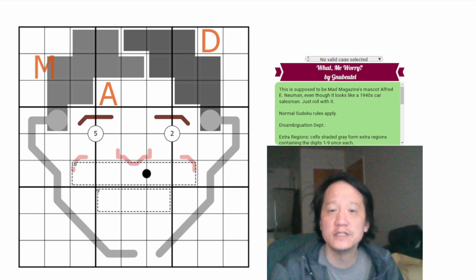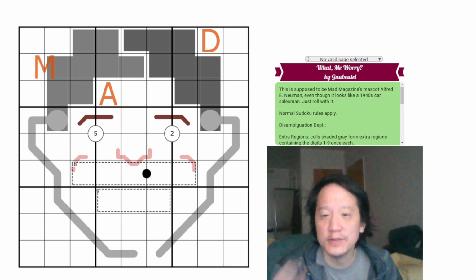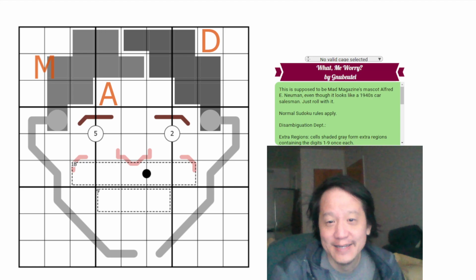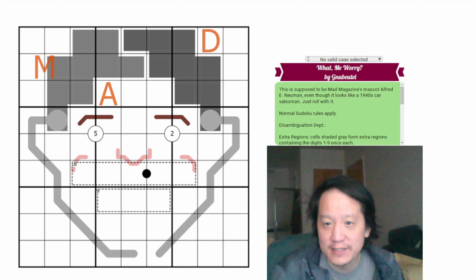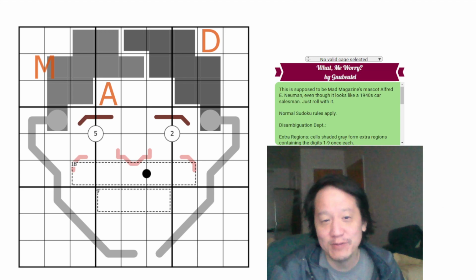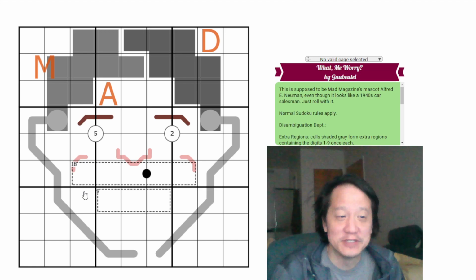And this is today's very easy puzzle and it's called What? Me Worry? By Nubadel. And this is supposed to be Mad Magazine's mascot, Alfred E. Newman, even though it looks like a 1940s car salesman. Just roll with it. Okay, we will. Anyways, here are the rules.